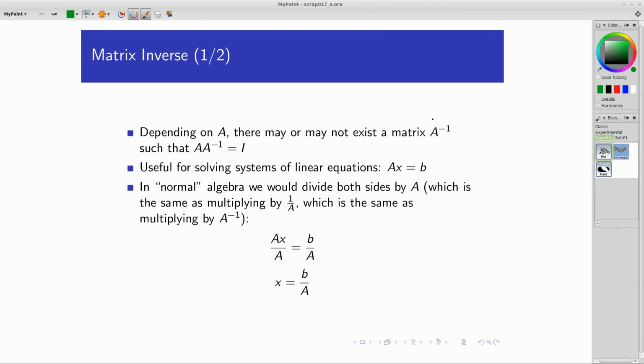So let's recognize that, in fact, this is a matrix. This is some vector. This is some other vector. So we're multiplying a matrix times a vector. We're getting some vector out. And we'll assume that this x vector is unknown and we want to solve for it. So with this notion of a matrix inverse, we can do that.